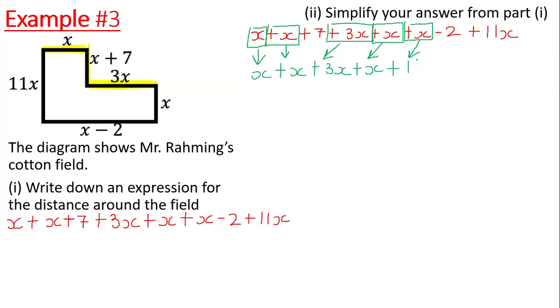Plus 11x, right? Yes, sir. So this will be called grouping our like terms. We group all of the x's together, and then we have to group all of the numbers together. So we're going to have 7, right? We bring that all the way over. It's going to be 7.